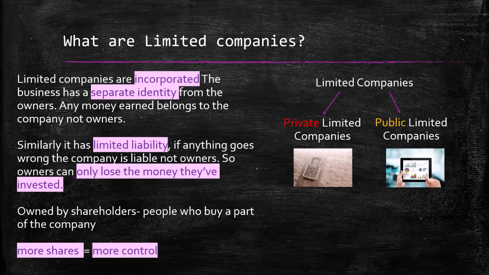What are limited companies? Limited companies are incorporated. The business has a separate identity from the owners. Any money earned belongs to the company and not the owner. Similarly, it has limited liability. So if anything goes wrong, the company is liable, not the owner. So owners can only lose the money they've invested. They're owned by shareholders, so people who buy a part of the company, and the more shares, the more control. Limited companies can split into private limited companies and public limited companies.